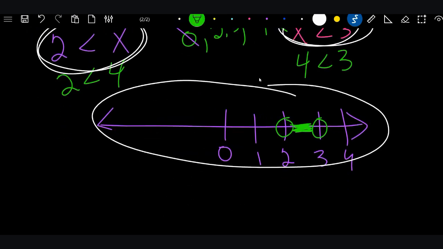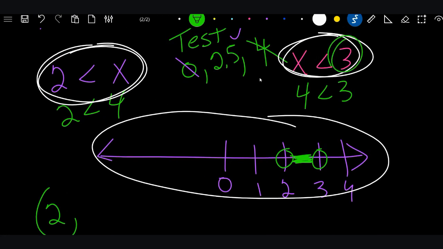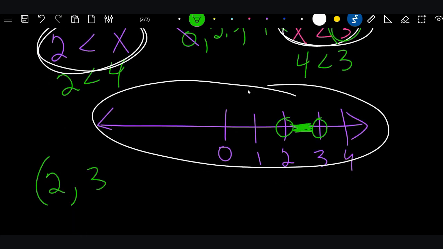So we would have 2. That's our first critical number, and it does not include 2, so we would put a parenthesis here. Then a comma, and what is our second critical number? It's over here. It's 3, and it does not include 3. And so here is our interval notation, 2 to 3. That is exactly what that says: not including 2, not including 3. So this would be our answer in interval notation, going from 2 to 3.